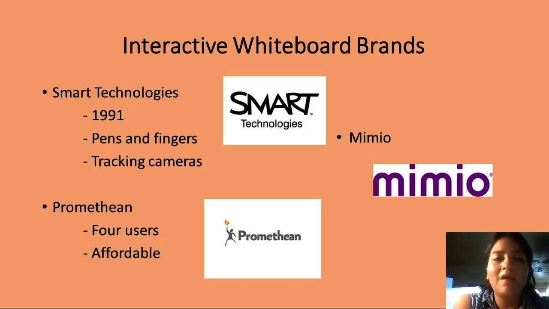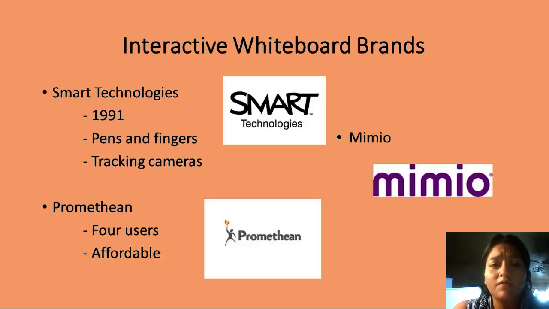So for example, we have Smart Technologies, which was introduced in the 1990s. This type of technology responds to the use of pens and our fingers, and it also comes equipped with tracking cameras, which means that it recognizes and responds to simple hand gestures, like when we erase something, it actually erases it.